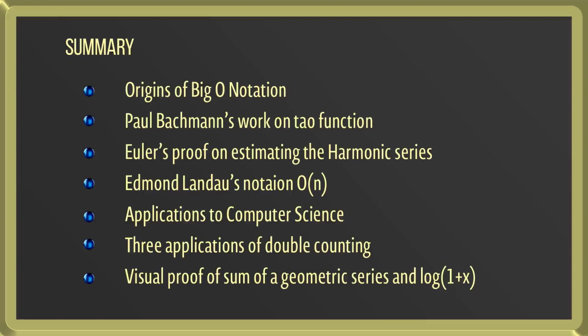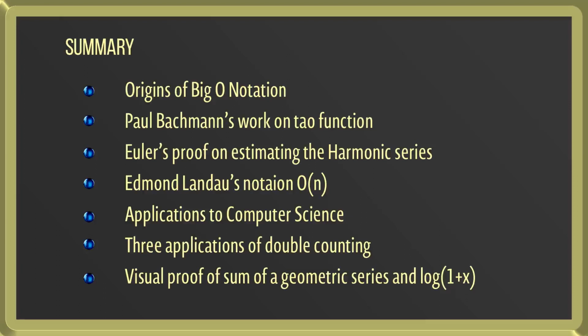Summary. Let me summarize the contents of this video. I began this video with a brief history of the origin of the big O notation. A problem in number theory, on estimating the number of divisors of all numbers up to and including n, led Bachman in expressing tau in terms of the floor function of Gauss. He cleverly exploited the double counting method to do this.